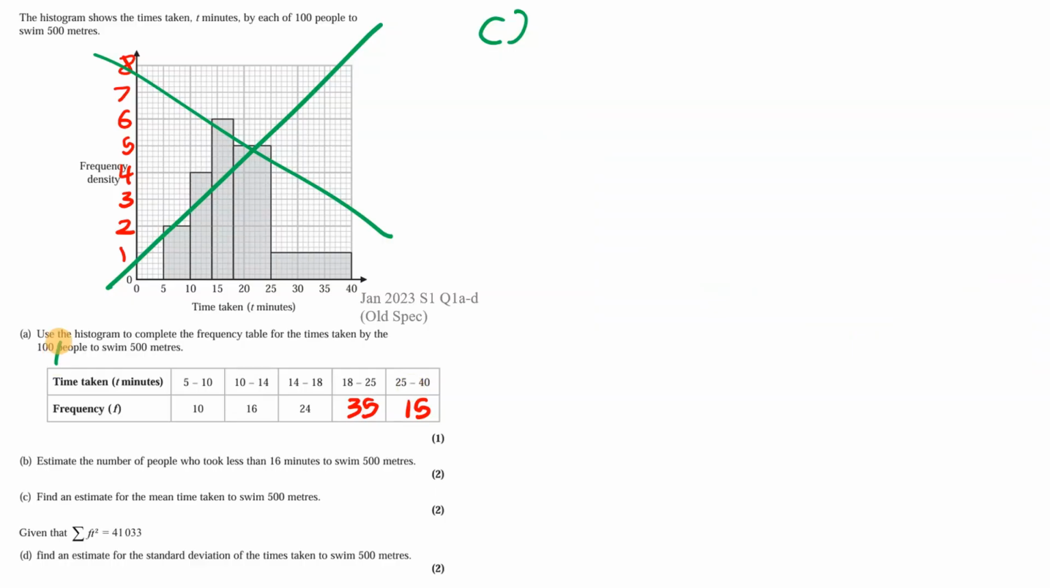The way that we're going to do it is we need to find the midpoints of all of these intervals here. So the midpoint for 5 and 10 is 7.5. The midpoint for 10 and 14 is 12. The midpoint for 14 and 18 is 16. The midpoint for 18 to 25 is 21.5. And the midpoint for 25 and 40 is 32.5. And to make the estimate, we're going to assume that all of the data values in these intervals are equal to the midpoints.